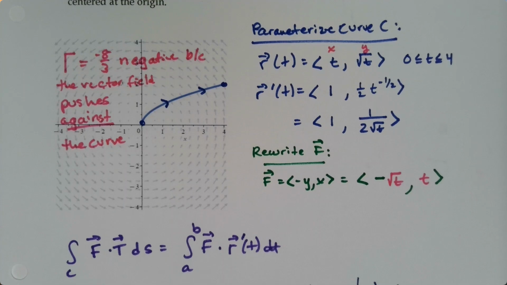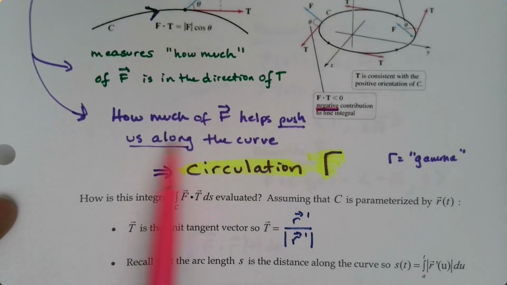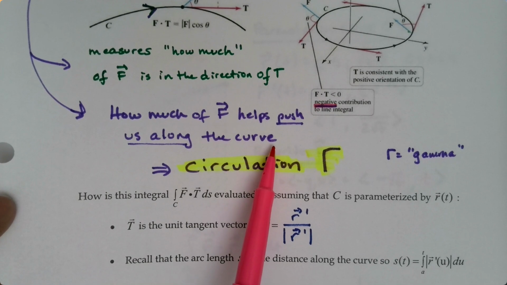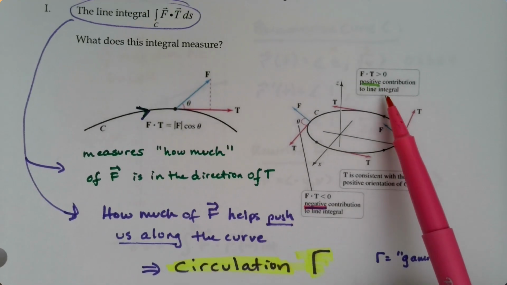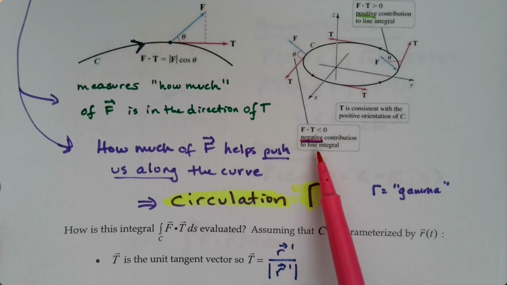Hopefully that helps with understanding what circulation is. Circulation is the amount that the vector field pushes you along your curve. If it's a positive number, it's pushing with the curve. If it's negative, it's pushing against the curve.